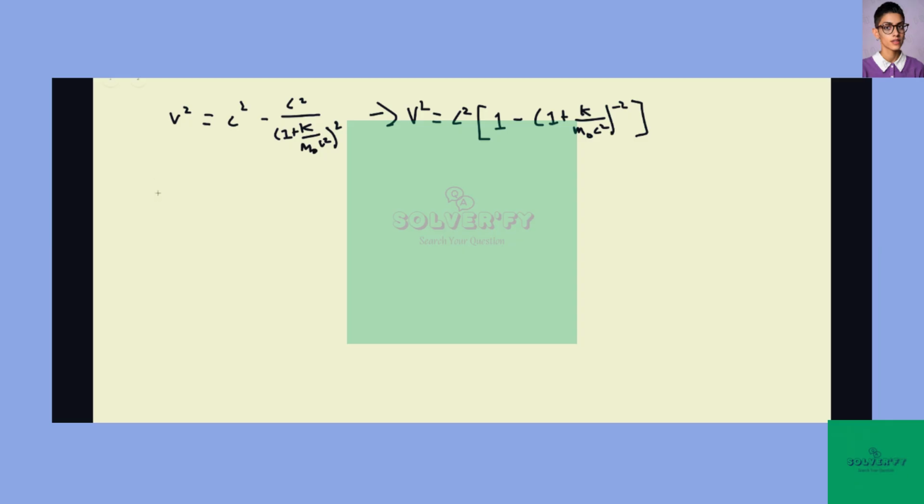Okay, so now v is equal to the square root of, so we take the square root of both sides, so that c squared just becomes c. So c times the square root of 1 minus 1 plus k over m0 c squared to the minus 2. All right, so now we know all of this information.